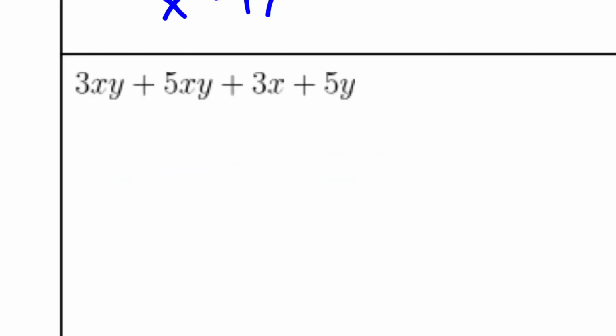I don't think you'll see any of these on the quiz necessarily, but when we have xy, that is a unique variable. It's different than x or y. In the same way that a different exponent makes it unique, a different combination of letters will also make it unique. But we can combine them. 3xy plus 5xy is 8xy.